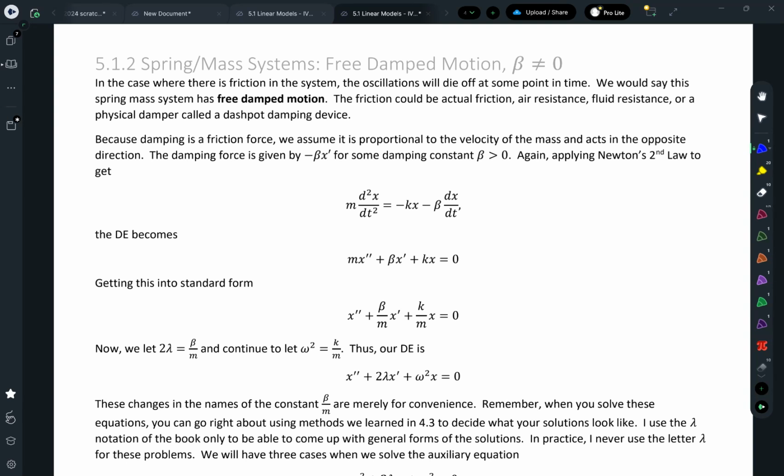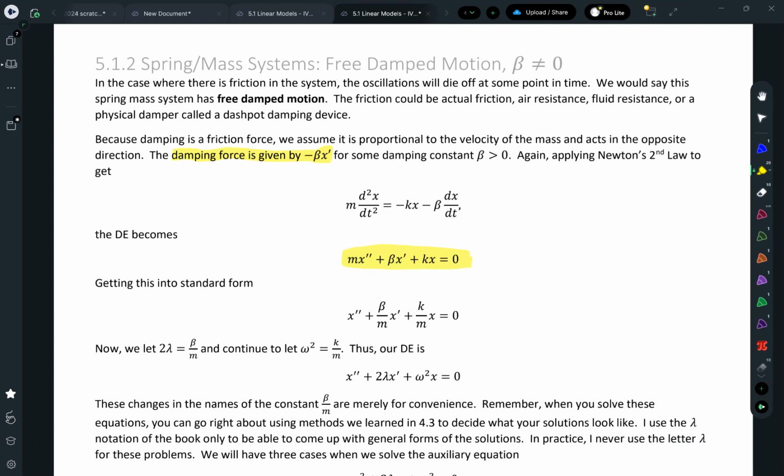Now, because damping is a friction force, we assume that it's proportional to the velocity of the mass and it acts in the opposite direction. So the damping force, and I brought this up before and I'll bring it up again, is minus beta x prime for some positive damping constant beta. If we apply Newton's second law to say that the sum of the forces is equal to the mass times acceleration, and then we bring everything over to one side of the equation, we get back that original differential equation that I had brought up before.